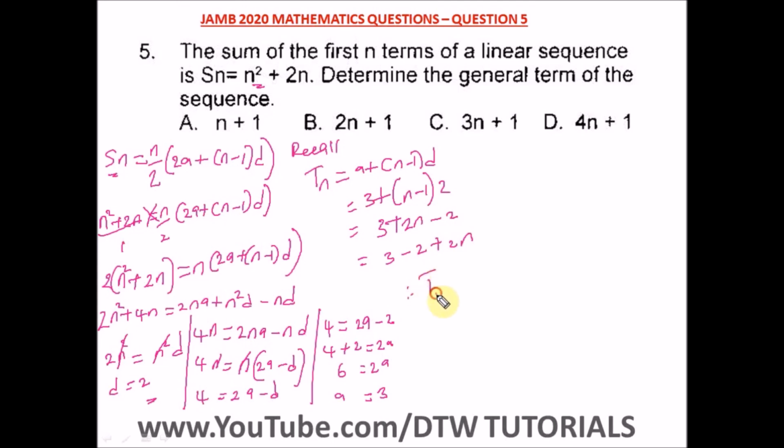Therefore our tn is equal to 1 plus 2n, which is not here, but since they carry the same positive value, it is the same thing as 2n plus 1. So when we check the options, we have this, so that would be our option B. So that is for number 5.